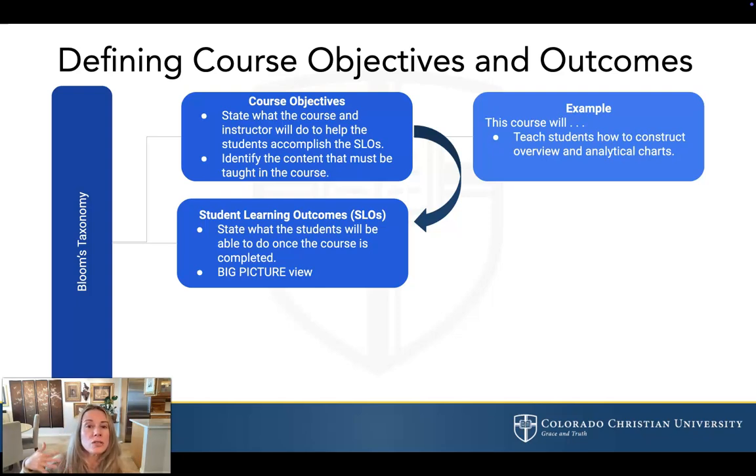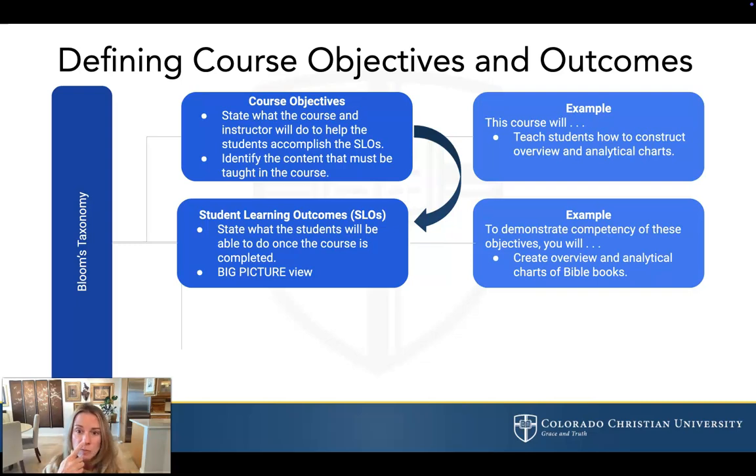So we know what the course is trying to accomplish, but how do we know if it did? Well, we need to be able to see that the student can do certain things. What are the outcomes that the student has learned how to do? So state what the students will be able to do once the course is completed. Again, it's a big picture view. It's for the whole course. We're not talking session by session, topic by topic. We're only talking about, again, that very basic, small collection of knowledge and skills that we want the students to walk away with. But now we're talking about it not from the course's end, but from the student's end. What will the student be able to do once they finish this course?